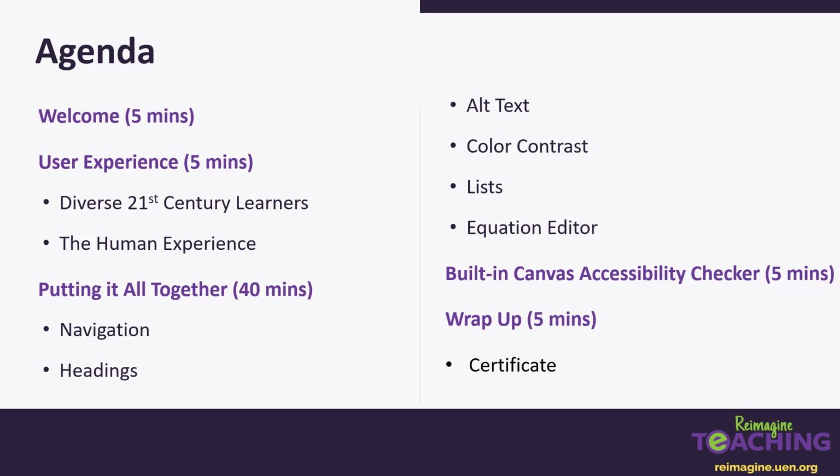A couple of things we want to be sure to cover in today's presentation are to talk about the user experience from both the learner perspective, but also just the human experience. And then what we'll be doing is putting all together the concepts that we've learned throughout the entire workshop series together in Canvas courses, specifically talking about navigation, headings, alternative text, color contrast, lists, the equation editor in Canvas. We'll briefly mention the built-in Canvas accessibility checker and ensure to show you the certificate.